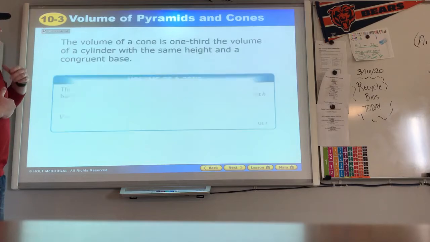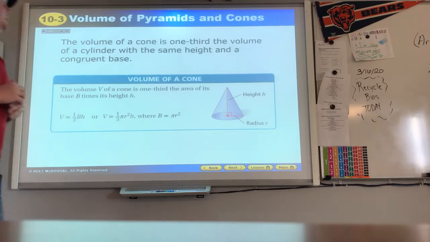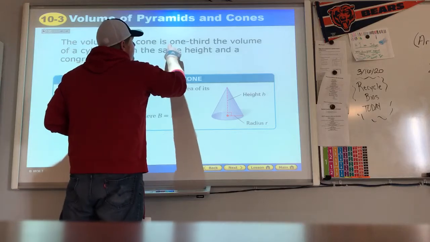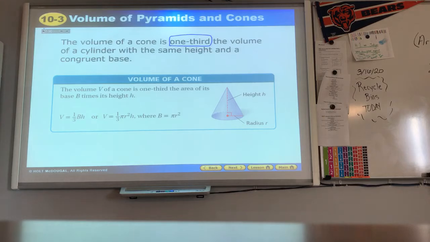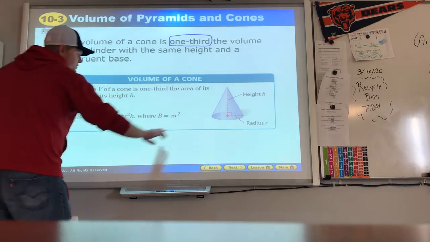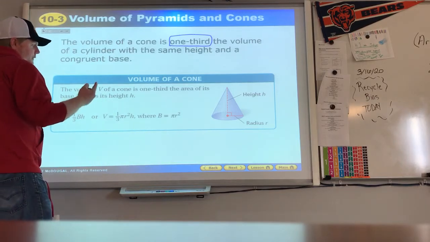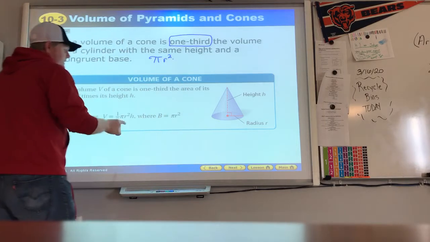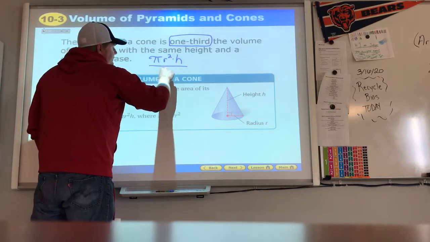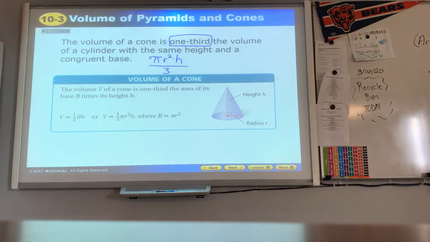All right. Now, the volume of a cone is 1/3, or division by 3, 1/3 the volume of a cylinder with the same height and the congruent bases. It's important to remember how to find the area of a circle. Pi r squared. So radius times pi. That's what that means. You see the equations right here. I prefer to think of it as pi times radius squared times height, and then I take all that and I divide it by 3. Okay?